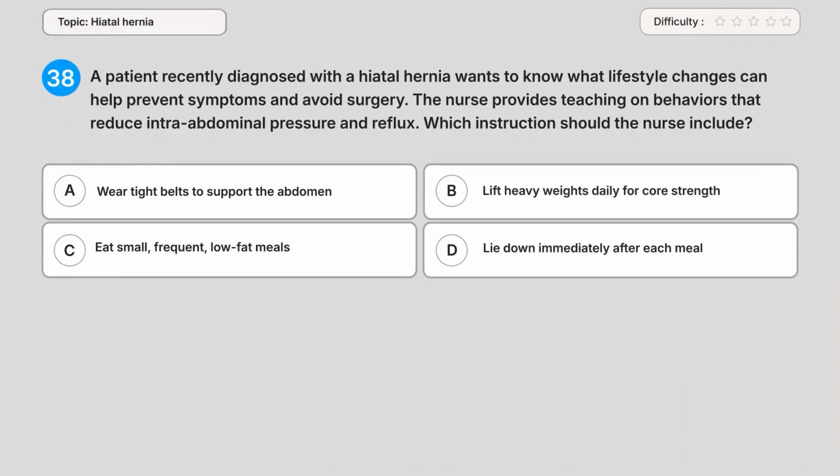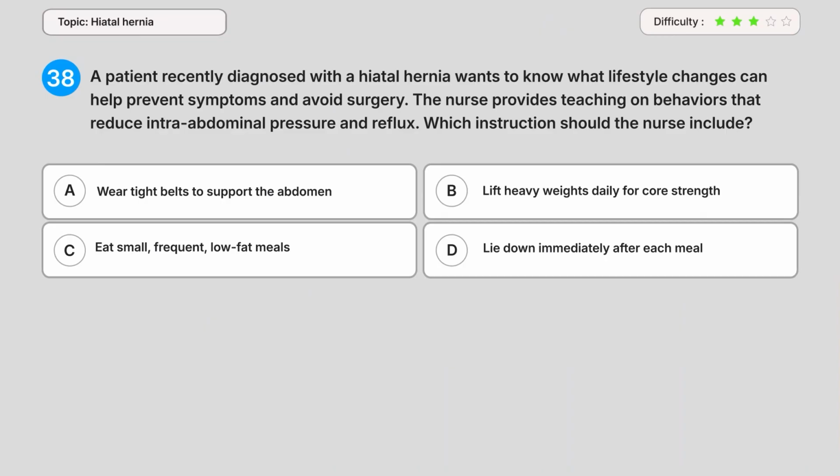Question 38. A patient recently diagnosed with a hiatal hernia wants to know what lifestyle changes can help prevent symptoms and avoid surgery. The nurse provides teaching on behaviors that reduce intra-abdominal pressure and reflux. Which instruction should the nurse include?